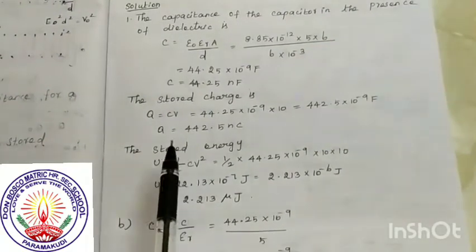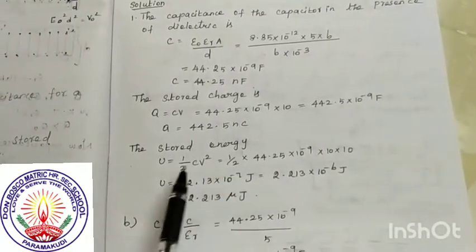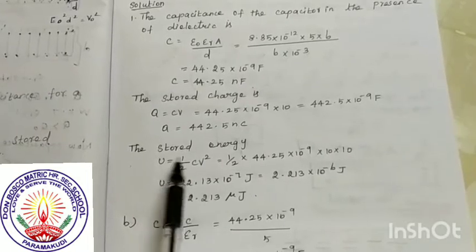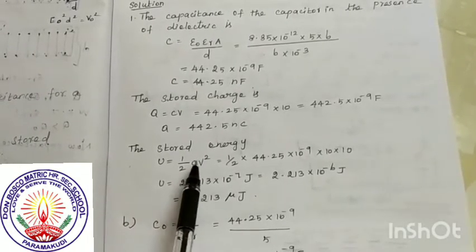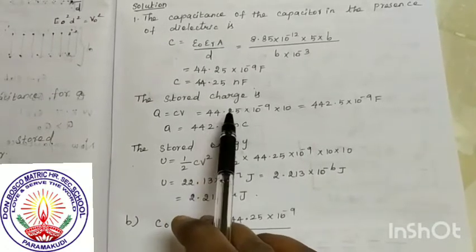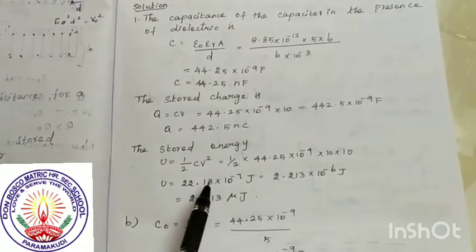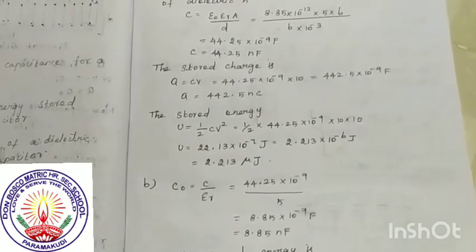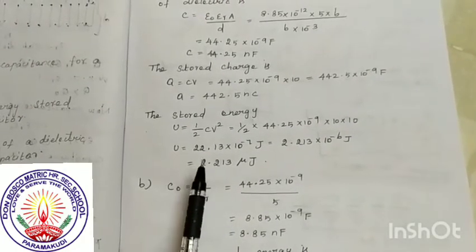And the third case is the stored energy. What is the formula for stored energy? U is equal to half CV squared. We already know the values of C and V. So substitute these values and we find the energy stored in the capacitor, the U value.